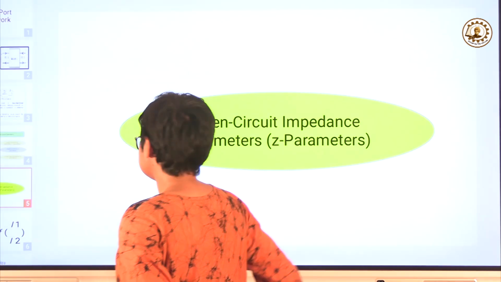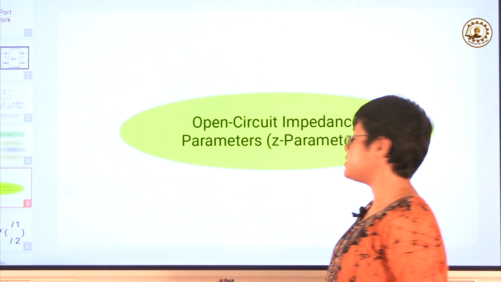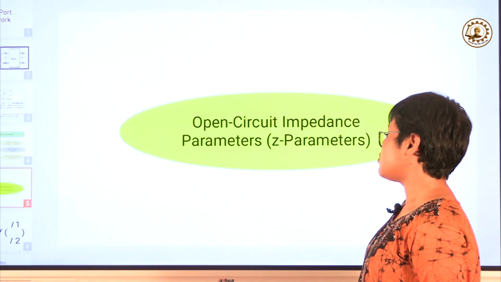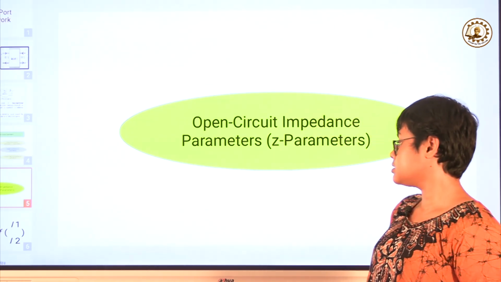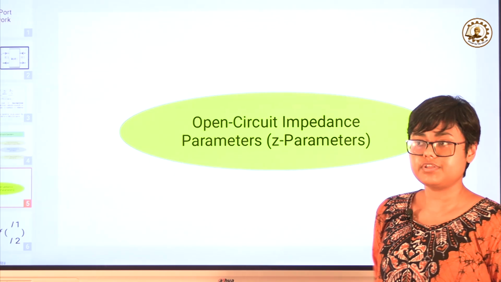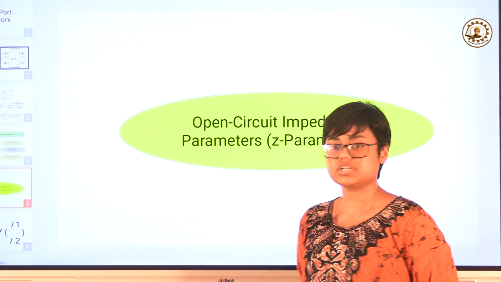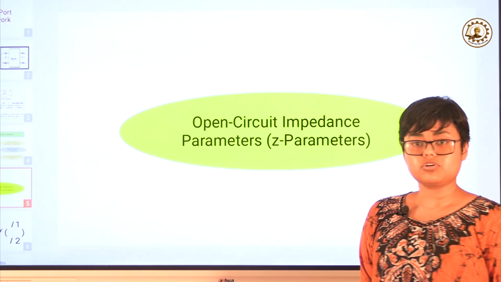So in open circuit impedance parameters, called Z parameters, we will learn why it is called open circuit parameters, why it is called impedance parameters. So I have already covered the point where I have said there are several variables associated with a network, that is voltages and currents. Now voltage and current, they will be dependent on each other.